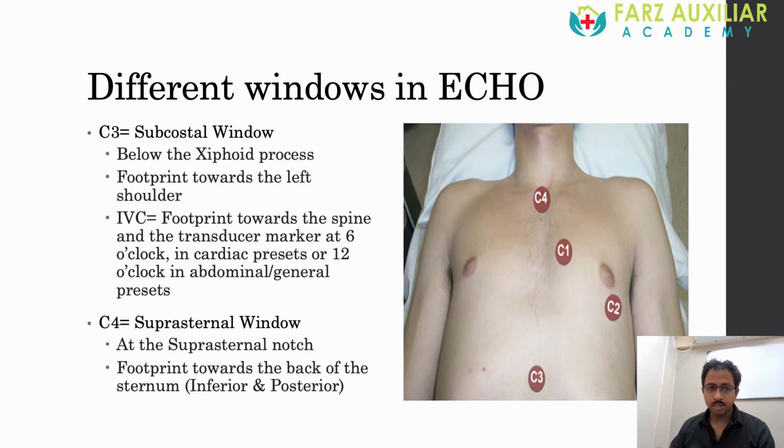Coming to the last, that is the subcostal and the suprasternal windows. The subcostal window is very important. It is below the xiphoid process, with the footprint towards the left shoulder, and for the IVC, the transducer marker at 6 o'clock on the cardiac presets, or at 12 o'clock on the abdominal presets. Suprasternal is not very commonly used in day-to-day practice, but it is very helpful to identify any type of aortic pathology.